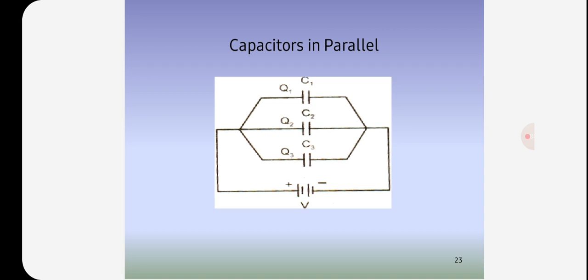In a parallel connection, the total charge must be equal to the algebraic sum of charges in all capacitors.